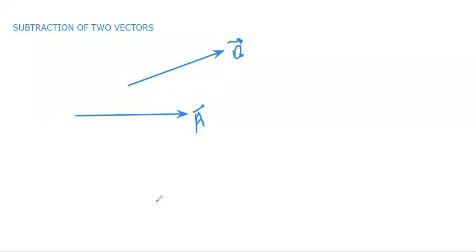If you know how to add them, let us say I want to find a vector plus b vector, how do we add two vectors? We select any one of the vectors and place it in such a way that its arrowhead joins with the initial point of another vector. So the third side of the triangle is your r vector, or a vector plus b vector. That is the addition of two vectors.